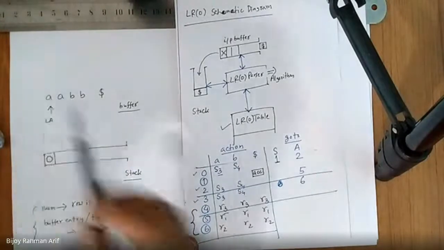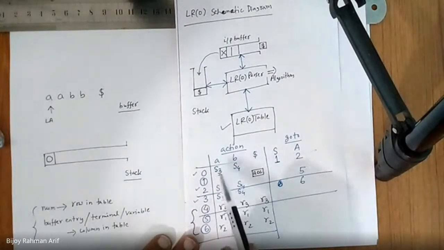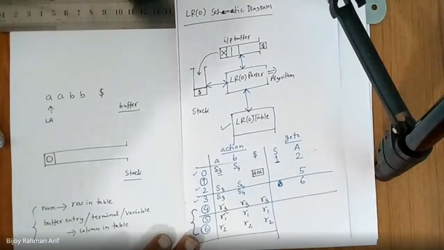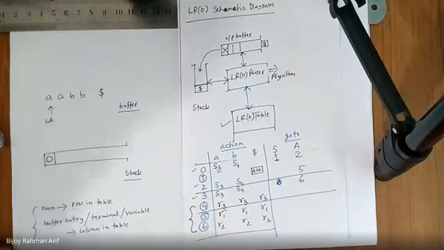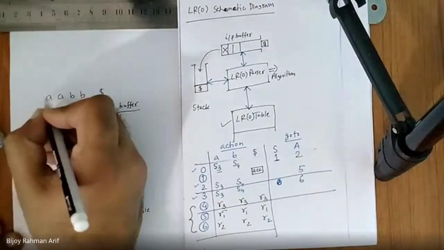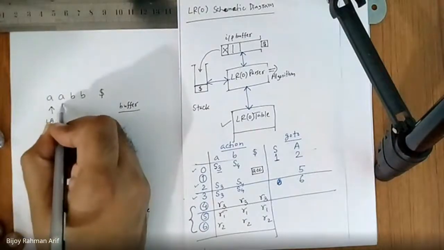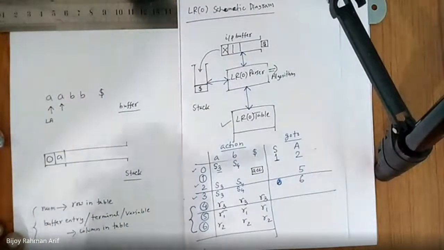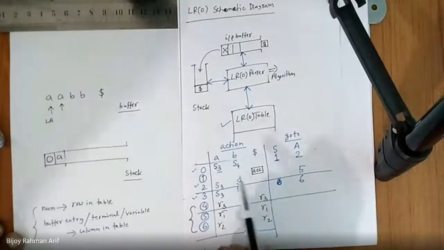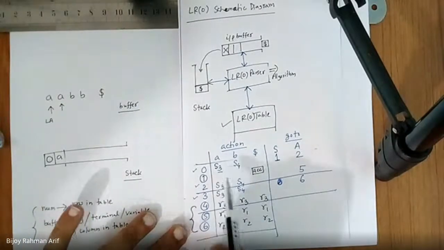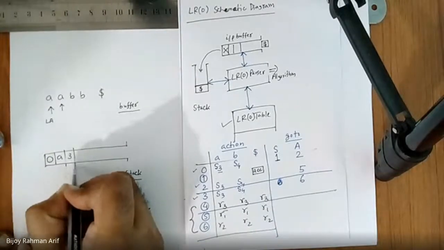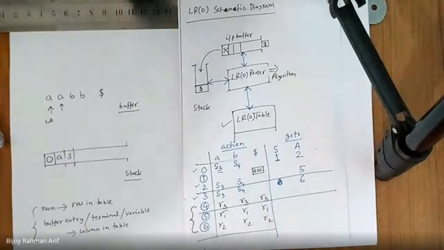We're seeing A. 0 seeing A. What is the entry in the table? Shift 3. Shift and go to state number 3. So what is shift? Push. We are going to push A, move the lookahead because we have already pushed A, and write the state number. What is the state number in this case? After shift, you should go to state number 3. So we write 3. Is it clear to you guys? Yes, sir.